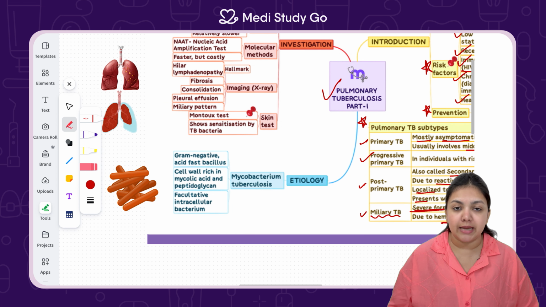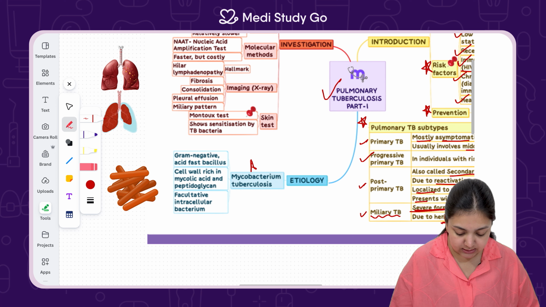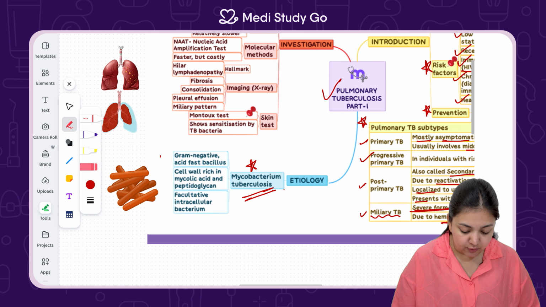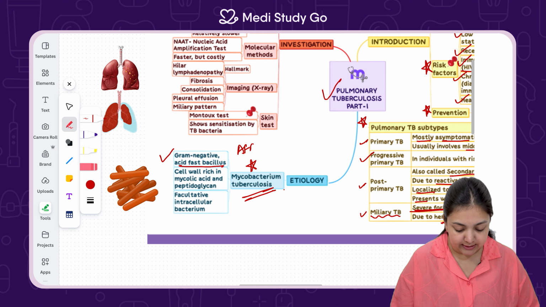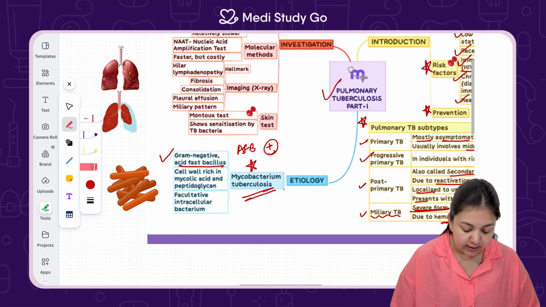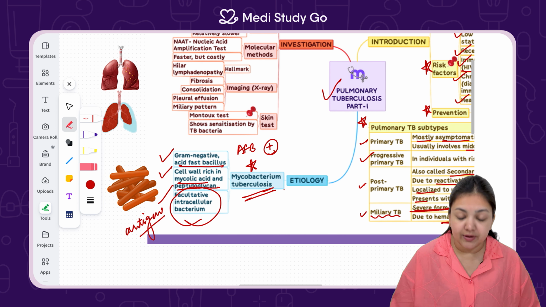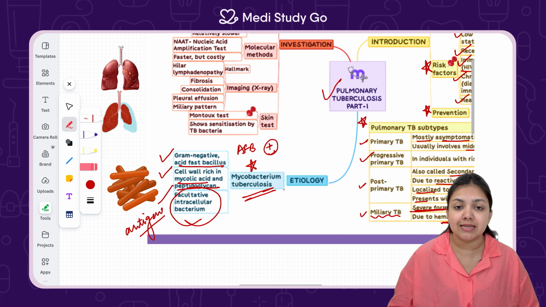After we know the common types, what is the most common agent, or the only agent, involved in causing tuberculosis? It's Mycobacterium tuberculosis. This is an acid-fast bacillus. Therefore, if you do an acid-fast bacilli test, it is going to be positive. The cell wall is rich in mycolic acid and peptidoglycans, which both act as the antigen for this bacteria. It is a facultative intracellular bacterium, which means it likes to reside inside the cells of the body and takes nutrition from feeding on them.